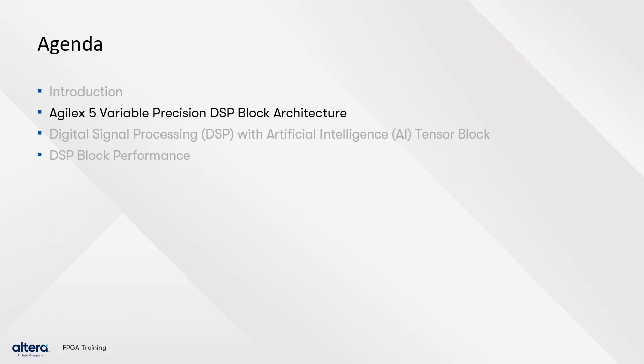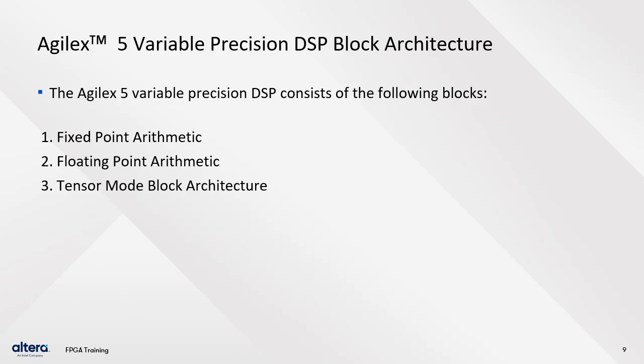Let us understand more about the Agilex 5 Variable Precision DSP block architectures. The Agilex 5 Variable Precision DSP consists of the following blocks: 1. Fixed point arithmetic. 2. Floating point arithmetic. 3. Tensor mode block architecture.